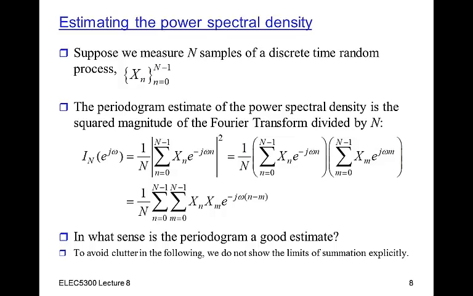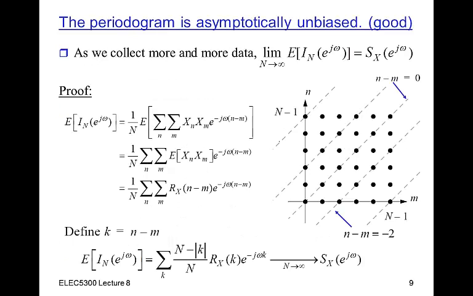And of course what we can do is look at the same things that we were interested in before, the bias of the estimator and the variance. And remember what we want. We want the bias to be 0, and we want the variance to go to 0. Unfortunately, neither of those things is true in this case. However, one good thing that we can say is the periodogram is asymptotically unbiased. So as we collect more and more data, the expected value of this estimate eventually gets closer and closer to the thing that we're trying to estimate, which is the power spectral density.